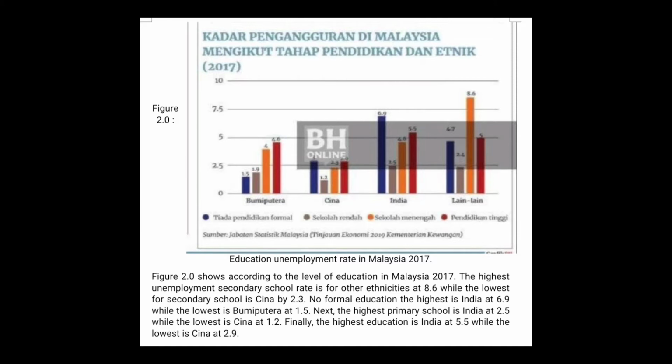The highest unemployment rate for secondary school is for other ethnics at 8.6, while the lowest for secondary school is Chinese at 2.3. For no formal education, the highest is Indian at 6.9, while the lowest is Bumiputra at 1.5. Next, the highest for primary school is Indian at 2.5, while the lowest is Chinese at 1.3. Finally, for higher education, the highest is Indian at 5.5, while the lowest is Chinese at 2.9.